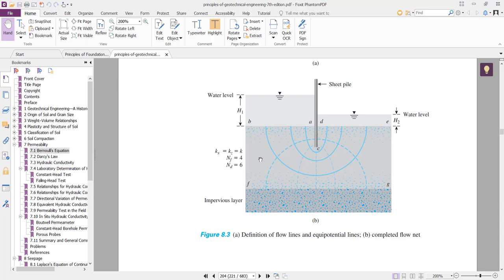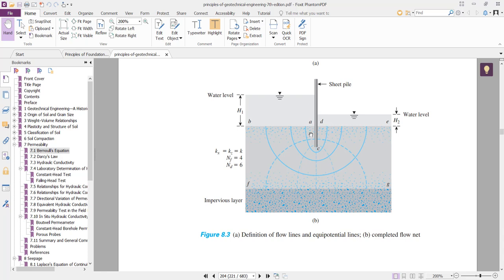The number of drops defines this: if the pressure here is H1, then the pressure loss in each drop reduces it until it reaches H2. When water starts to move through the soil, it loses some of its energy through the friction between the water and the soil. This loss in energy is defined through the equipotential lines. So each equipotential line represents a drop in the pressure or in the energy. So the number of drops here is 1, 2, 3, 4, 5, 6.